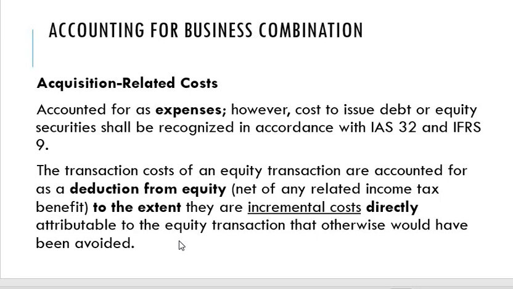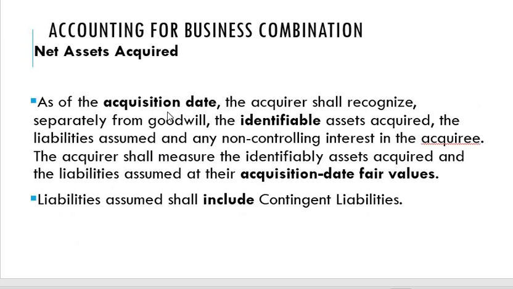Because if there is an excess of the fair value of the shares issued over its par, it is allocated to additional paid-in capital. So if there is additional cost incurred relating to the issuance of a share, then it shall also be absorbed by the additional paid-in capital. If the additional paid-in capital cannot absorb it, that will be treated as an expense or a deduction in the retained earnings. Okay, so part of the business combination are the net assets acquired.